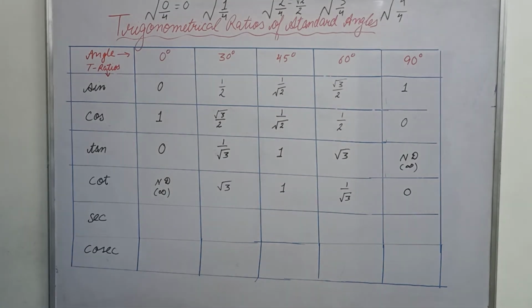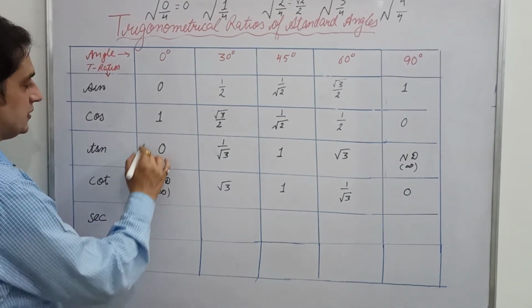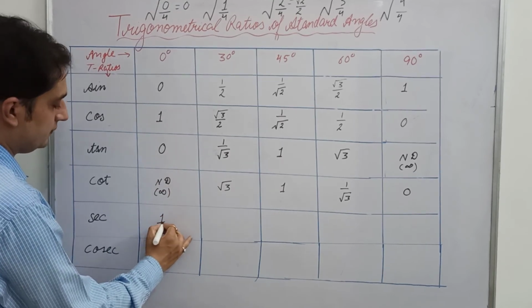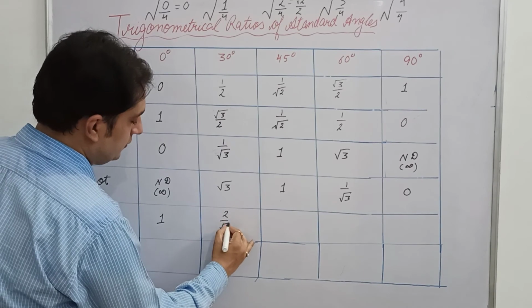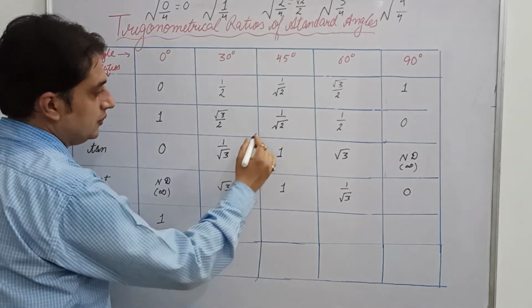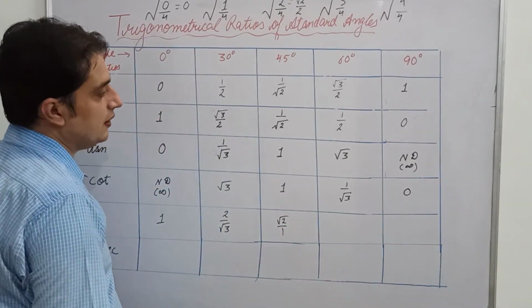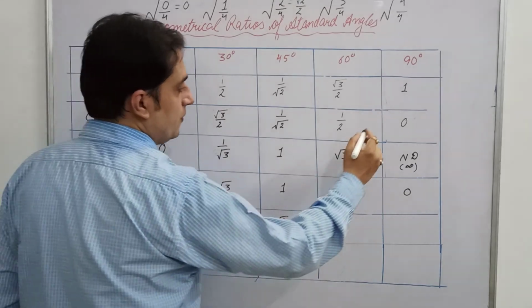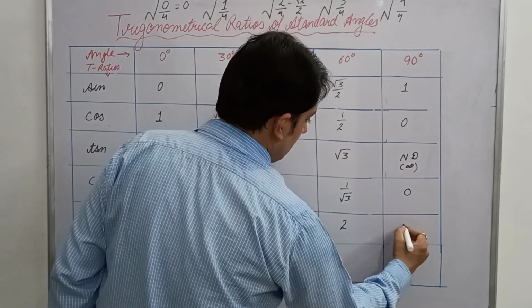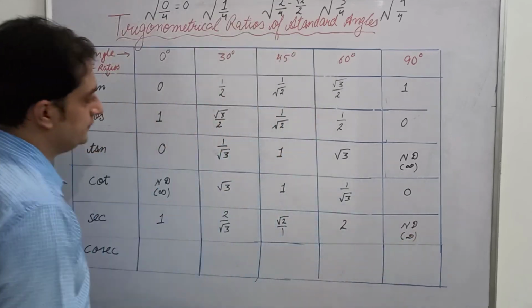0, right? And the secant is the reciprocal of cos. So what is the reciprocal of cos? That is 1, 2 by root 3, that is root 2 by 1, and the reciprocal of 1 by 2 is 2, and the reciprocal of 0 is not defined. So you can write infinity for that.